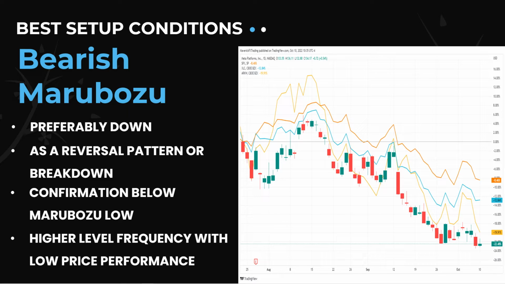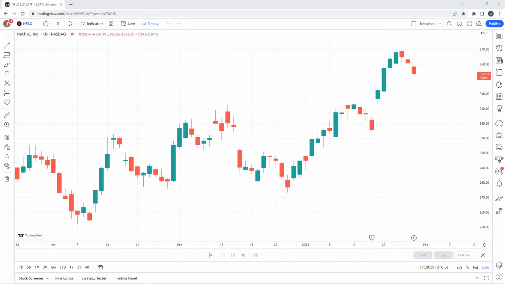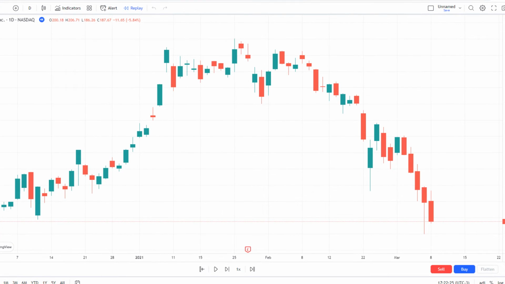Let's go out and take a look at a couple of examples. So let's move into our first example. You could see that we've got ourselves a little bit of a move to the upside here, and then it kind of plateaued and came back down. I just want to see if this is going to continue a downtrend.